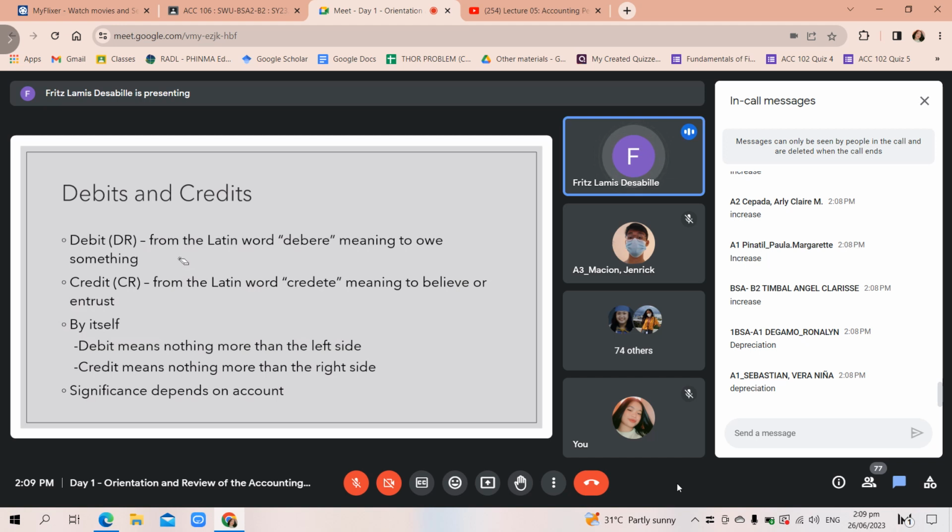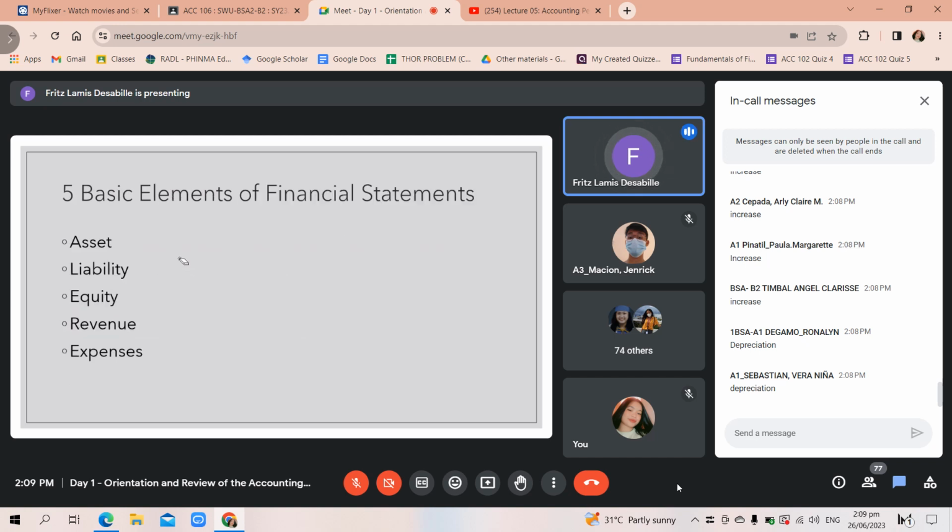I think we already get this one. What are debits and credits? So let's move on. So, the 5 basic elements of financial statements. These are assets, liability, equity, revenue, expenses. Now, take note guys, the 5 basic elements are defined.